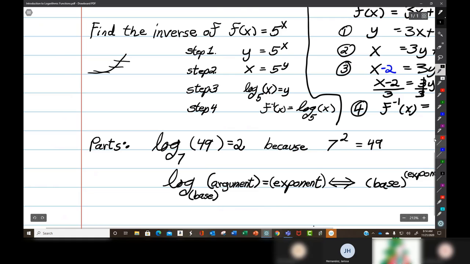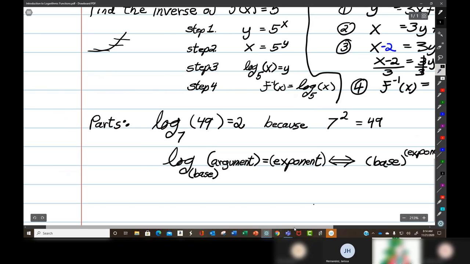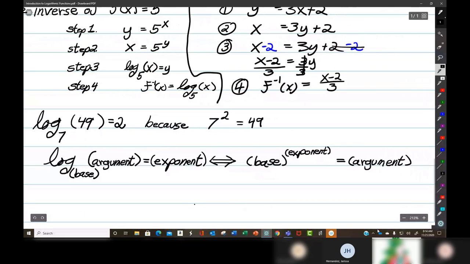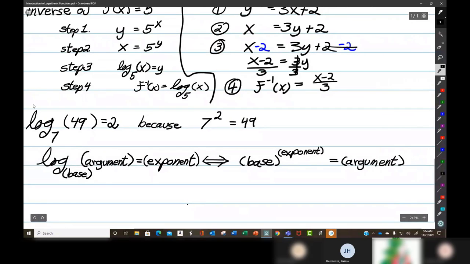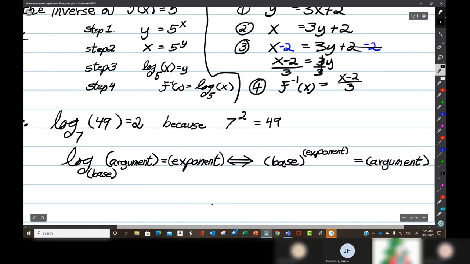Now, here are some examples. We're going to be spending an hour or so just working on this. How do you change a logarithmic function to an equivalent exponential function, an exactly equal exponential function? That's what that symbol means. They're identical. So, how do you do it? Well, here's how. If you can remember three words and then treat them like a puzzle that you put in different places.